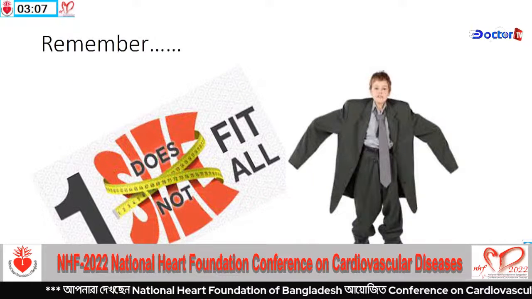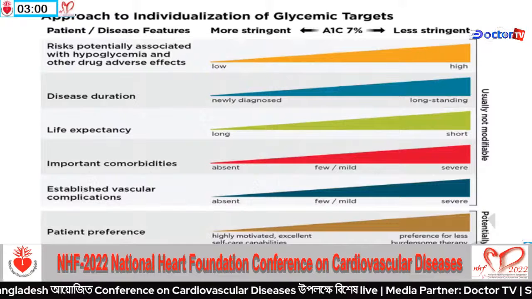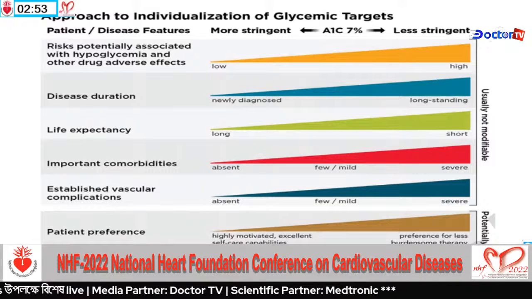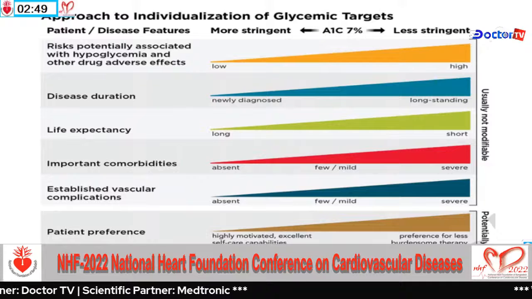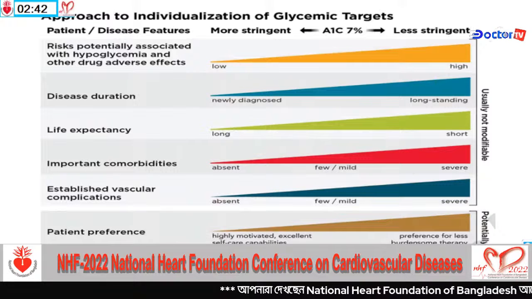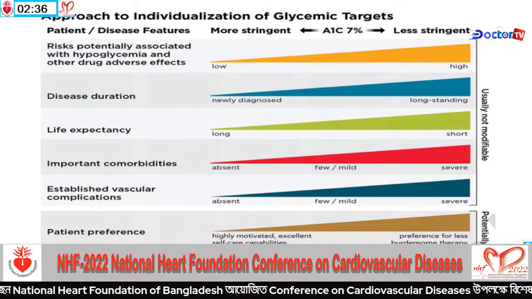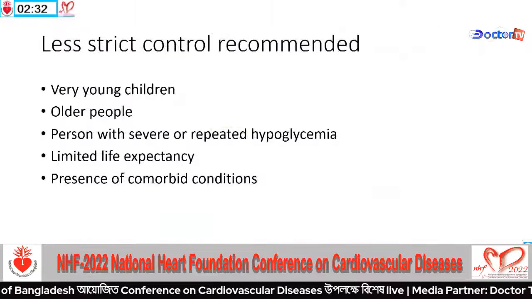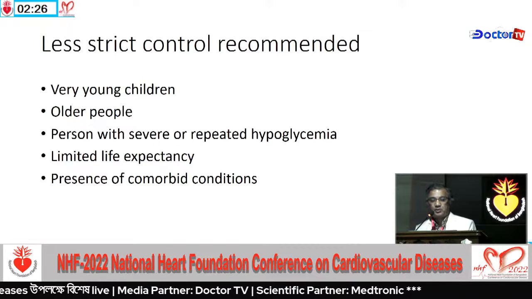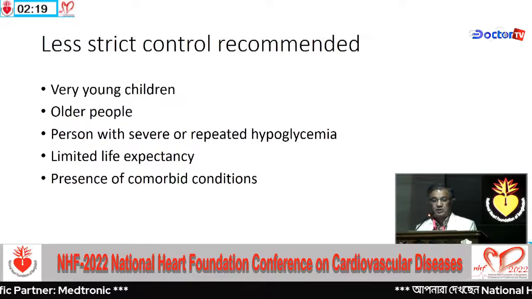But the problem is that it's not equal for everyone. Though I have said A1C is less than 7, it's not individualized. There are issues we have to consider to set our targets: whether the patient has potential risk of hypoglycemia, disease duration, comorbidities, vascular complications, patient's preference, and resources and support. If there are limitations or factors affecting the patient's management, we have to decide whether to go for a stringent goal or be a little more relaxed in fixing the A1C target. So in summary, less strict control can be recommended for very young children, older people, persons with severe repeated hypoglycemia, limited life expectancy, and presence of comorbid conditions.